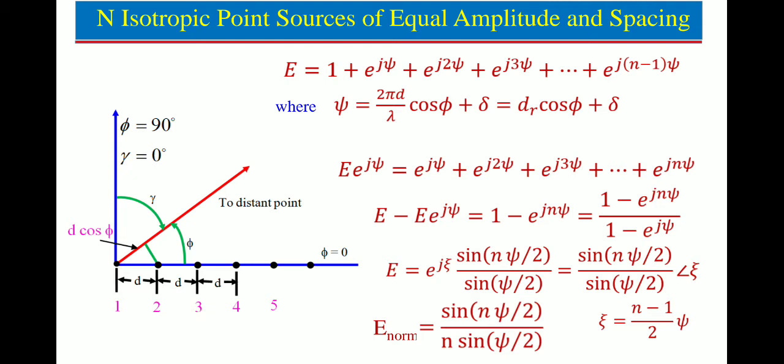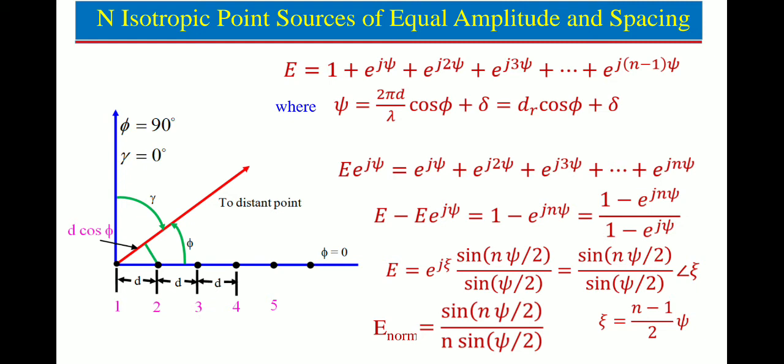Similarly, for n isotropic point sources of equal amplitude and spacing, if we consider and calculate the electric field, that will be equal to 1 plus e raised to j psi plus e raised to j2 psi plus e raised to j3 psi and so on, up to e raised to j n minus 1 psi, where the value of psi is 2 pi d by lambda cos phi plus delta, equal to dr cos phi plus delta.